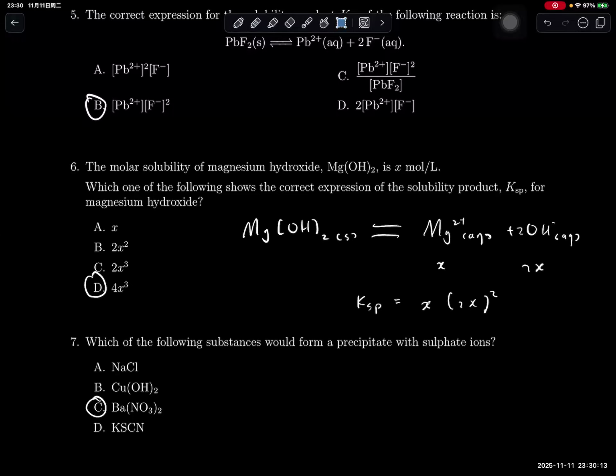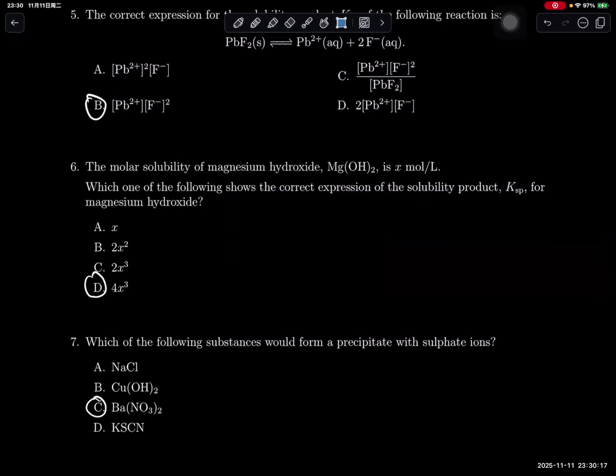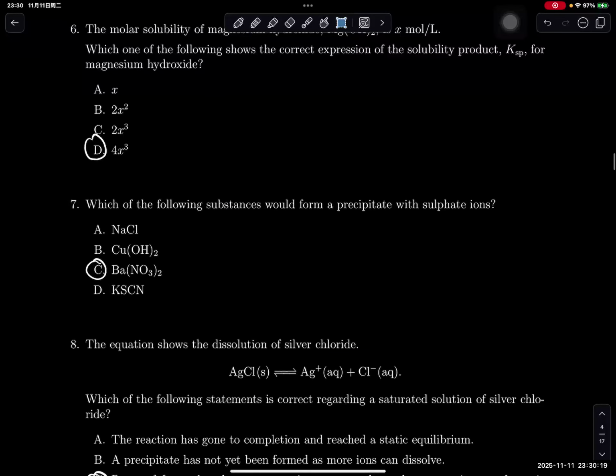Question 7. Which of the following substances would form a precipitate with sulfate ion? Yeah, the solubility table is pretty straightforward. Or you can look at the formula sheet where it has the Ksp tables, right? I believe that barium sulfate will be on there. Okay.